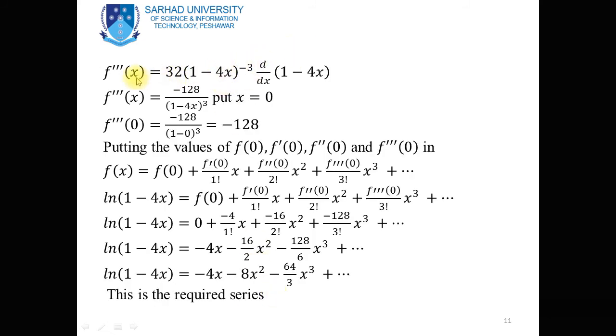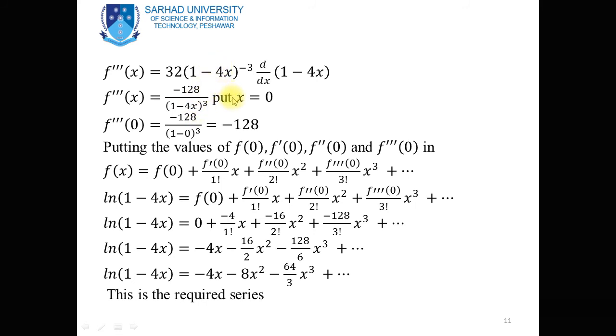So the third order derivative of the function is equal to 32 into (1 minus 4x) whole power minus 3, and further the derivative of the base. The derivative of 1 is 0 and the derivative of 4x with respect to x is equal to minus 4. So multiplying this minus 4 with the 32, we obtain minus 128 divided by (1 minus 4x) whole power 3.